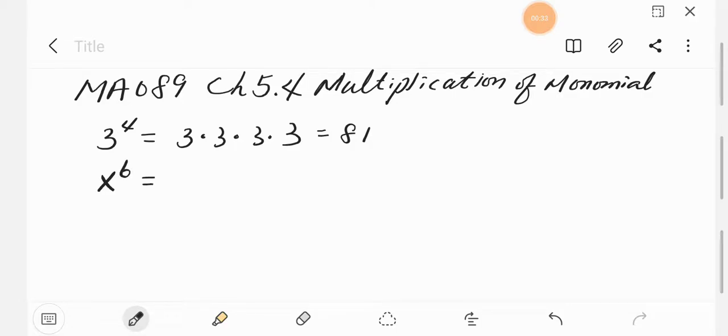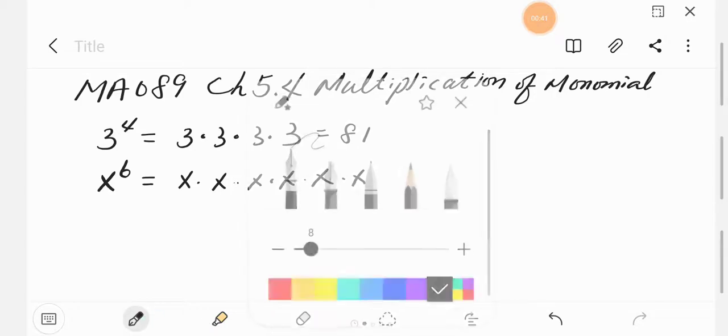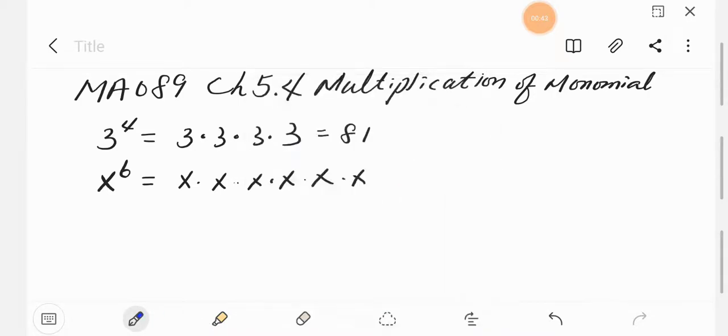Then this implies the base x is multiplied how many times? Right, 6 times. So we can just write it as x is multiplied 6 times. x occurs 6 times, right? That means x is multiplied 6 times.